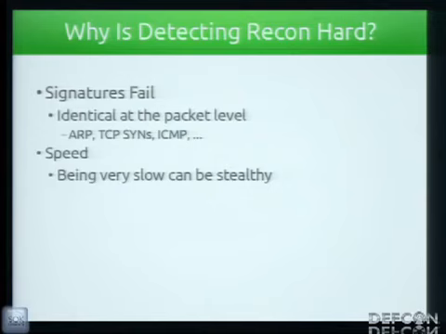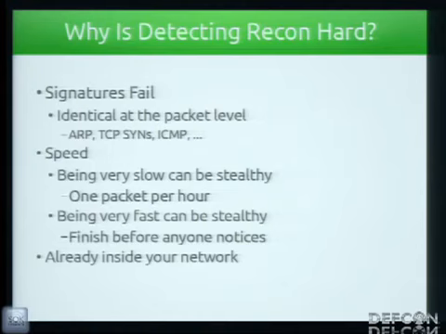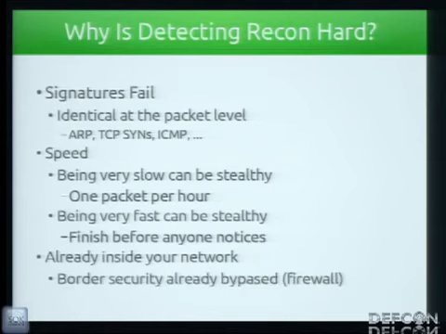Some other reasons it's hard: speed is an issue. You can be really, really slow, and that can be stealthy. You can send a packet a day or something like that. Or you can be really, really fast and call that stealthy, and just finish before anybody notices. There's not really any rhyme or reason. There's not any speed that reconnaissance has to be at. Also, the guy is already inside of your network, so your border security is kind of completely pointless. Even if you had some signatures at the firewall at the top of your network, it wouldn't be any good because it's not going through that machine. So your border security is already bypassed.